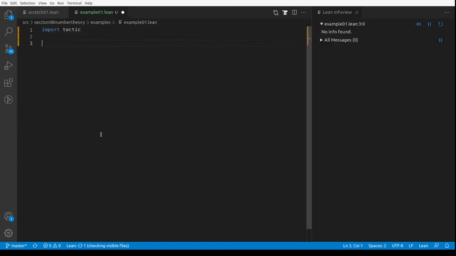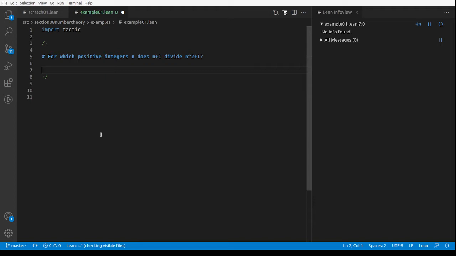Import tactic. The question was: for which positive integers n does n plus 1 divide n squared plus 1? Let me tell you that Lean isn't going to work out the answer to that question. So there's the question. Actually, we could make that, there we go, like that, couldn't we? So let's try the maths.